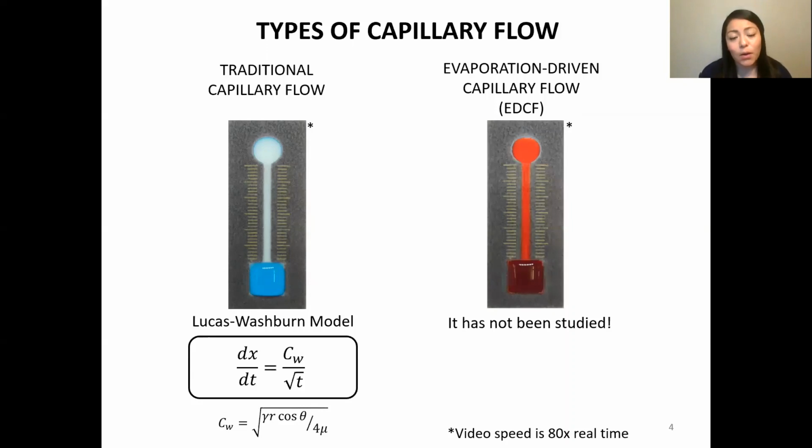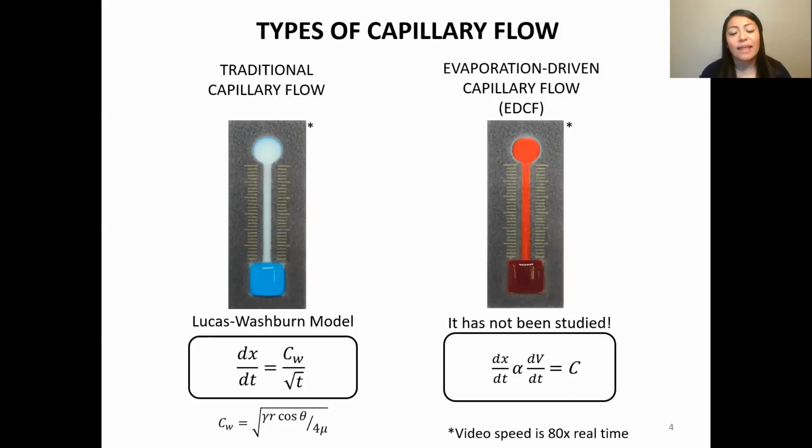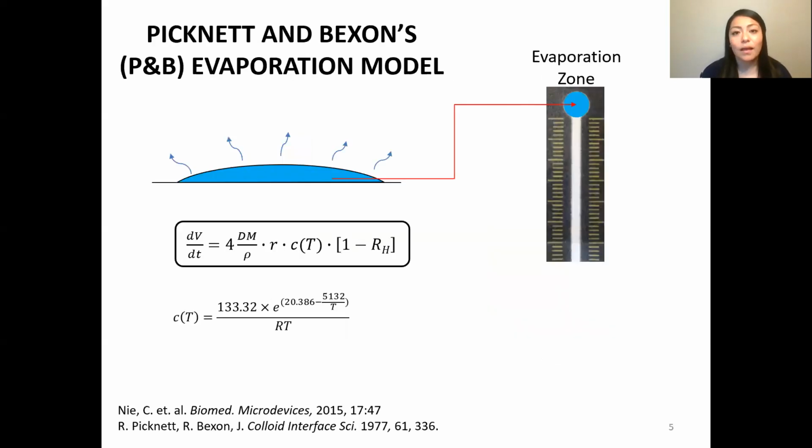And in order to do that, we can only assume at this point that the rate of EDCF is proportional to the evaporation rate, and we assume that they are constant, and I will prove that to you in a little bit. We are also using the Pignet-Vexen evaporation model that describes the rate of evaporation of a droplet of water. And this model has 4 different factors, which are the physical properties of the solution, the size of the droplet, a function of temperature described by the equation below, and also 1 minus the relative humidity.